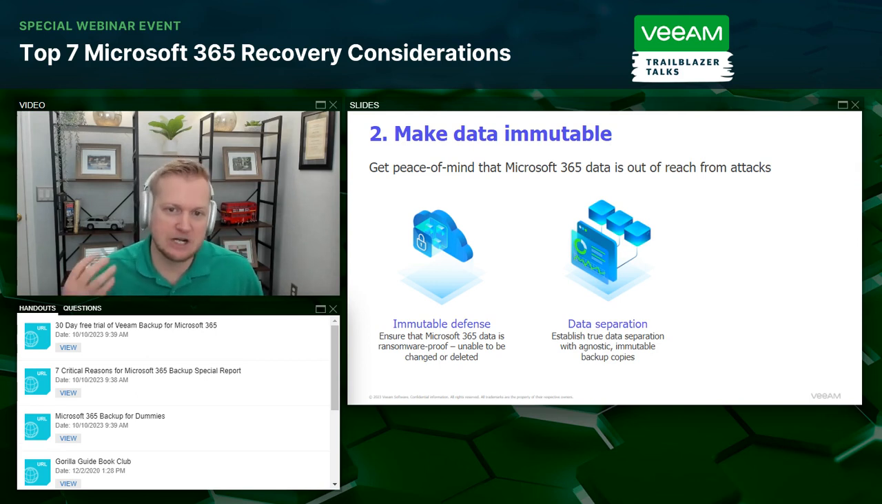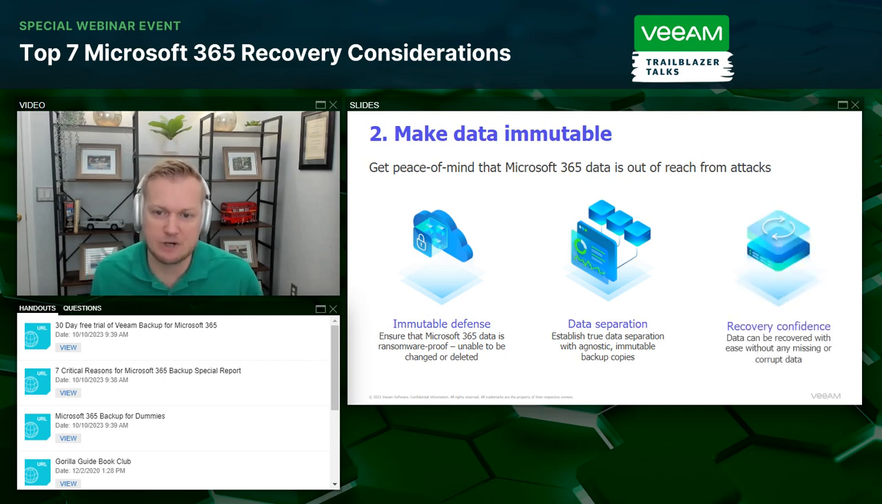Let's leverage things like object lock technology via Amazon S3. Let's bring in Azure Blob versioning, and really establish that immutable protection that we really need when it comes to ransomware proofing this data. And obviously, all of this leads to recovery confidence, because if we know that data can't be impacted or reached in any way, we know that the data that we're recovering is non-corrupted data. We know that this is a clean copy of our data that we can make sure we're recovering from very efficiently. So with that, number two, immutability is key.